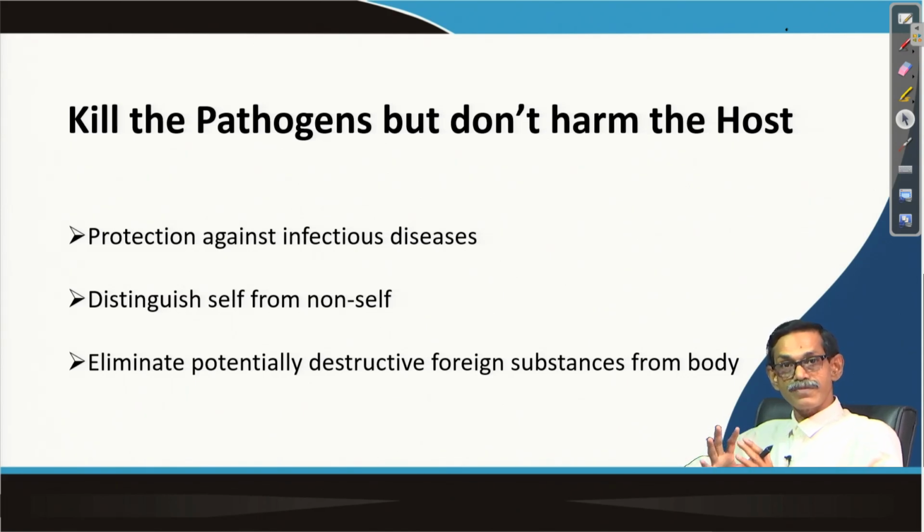The basic concept or theme of our immune system is to kill the pathogen, but not harm the host. This is the most important thing for the immune system, because by the same mechanism that one system can kill a cell, it should have the same capacity to kill our own cells. But the immune system knows that it is not supposed to do any harm to our system, if it is working perfectly. So, what do they do? The first thing is protection against infectious disease. Second, they have to understand what is self and what is non-self, and eliminate potentially destructive foreign substances from the body.